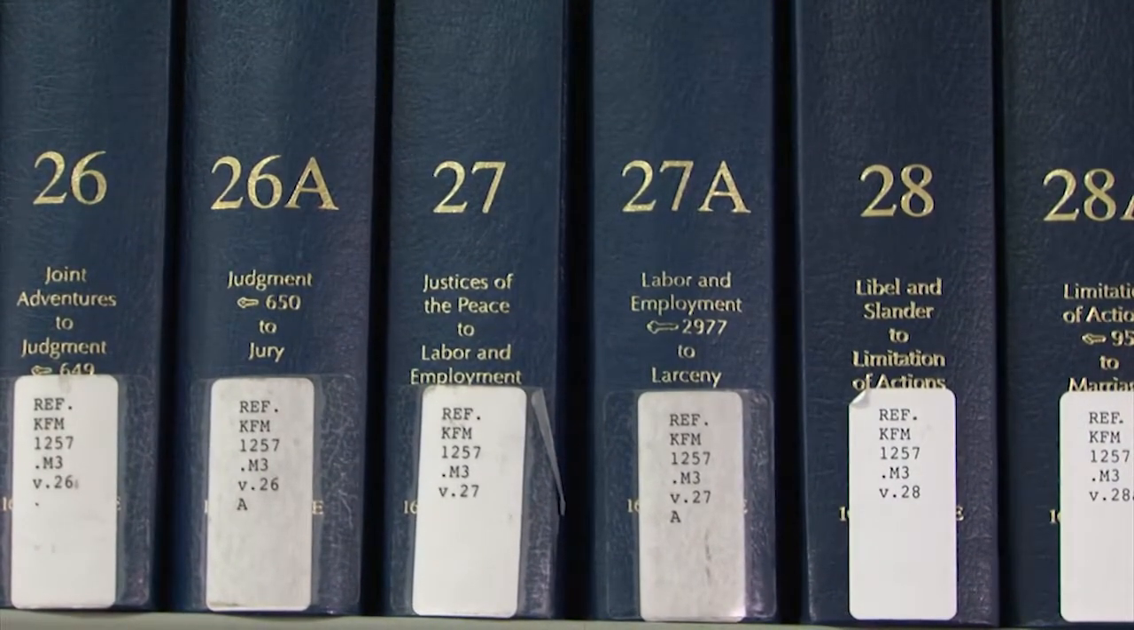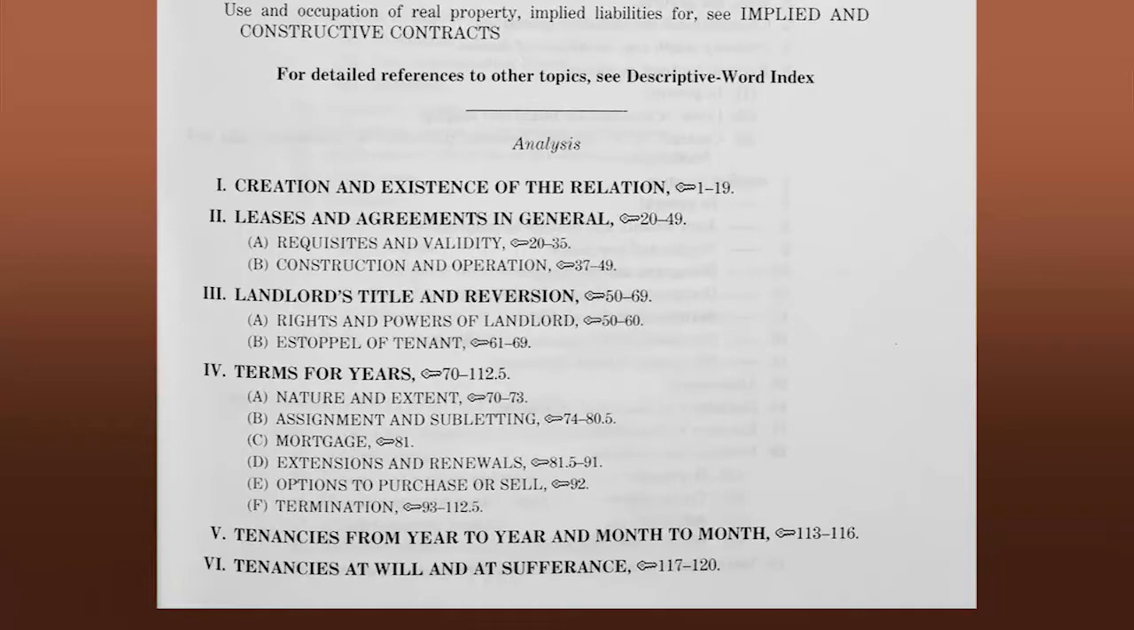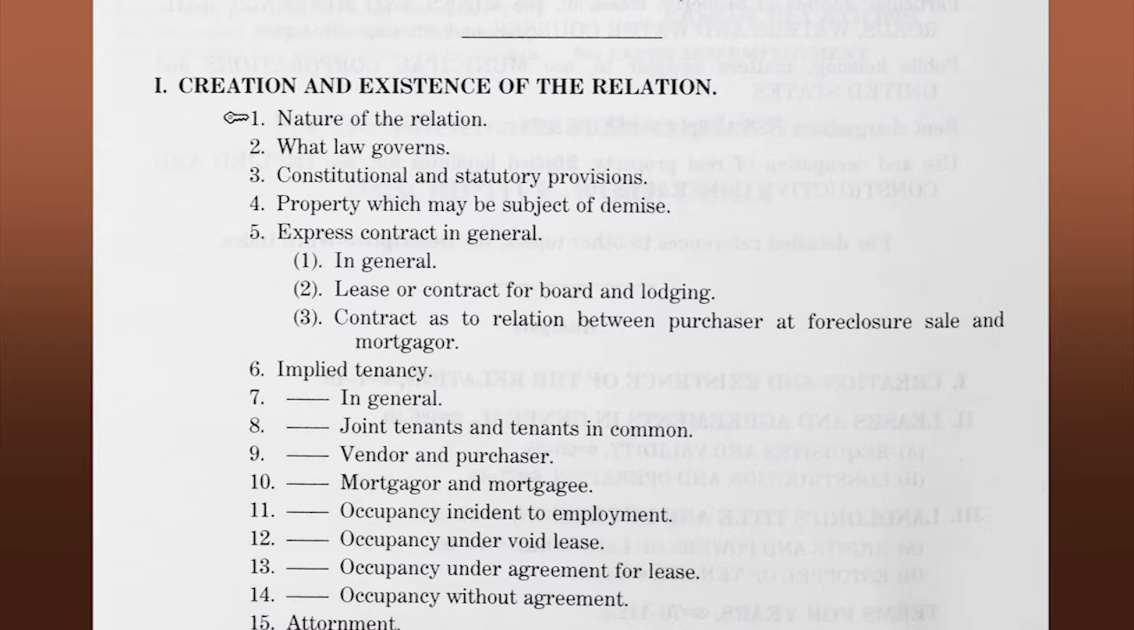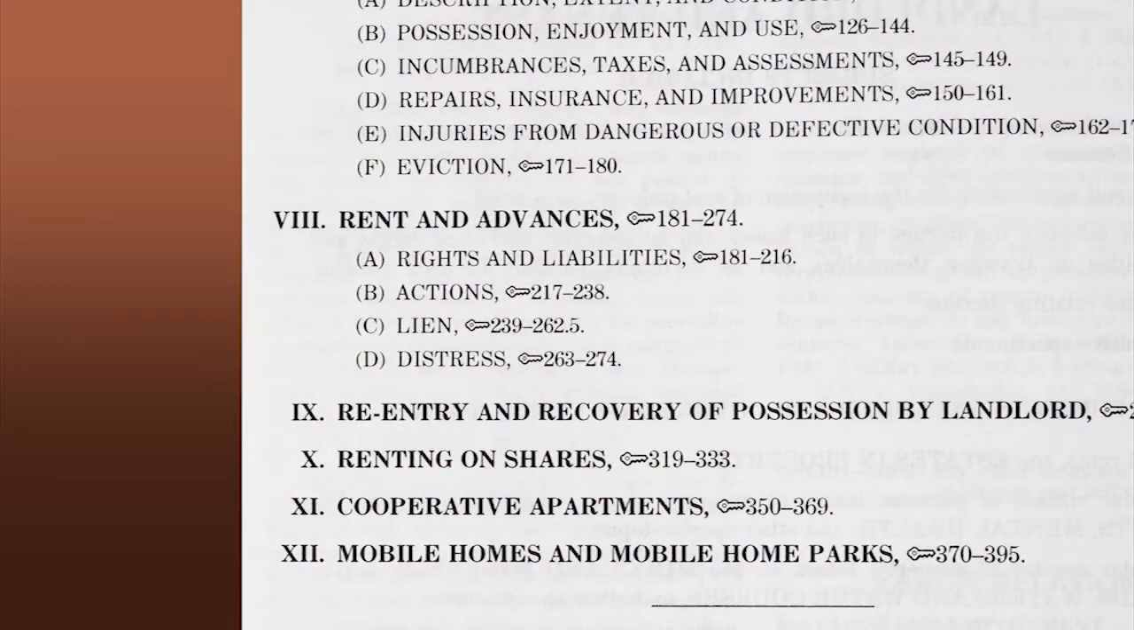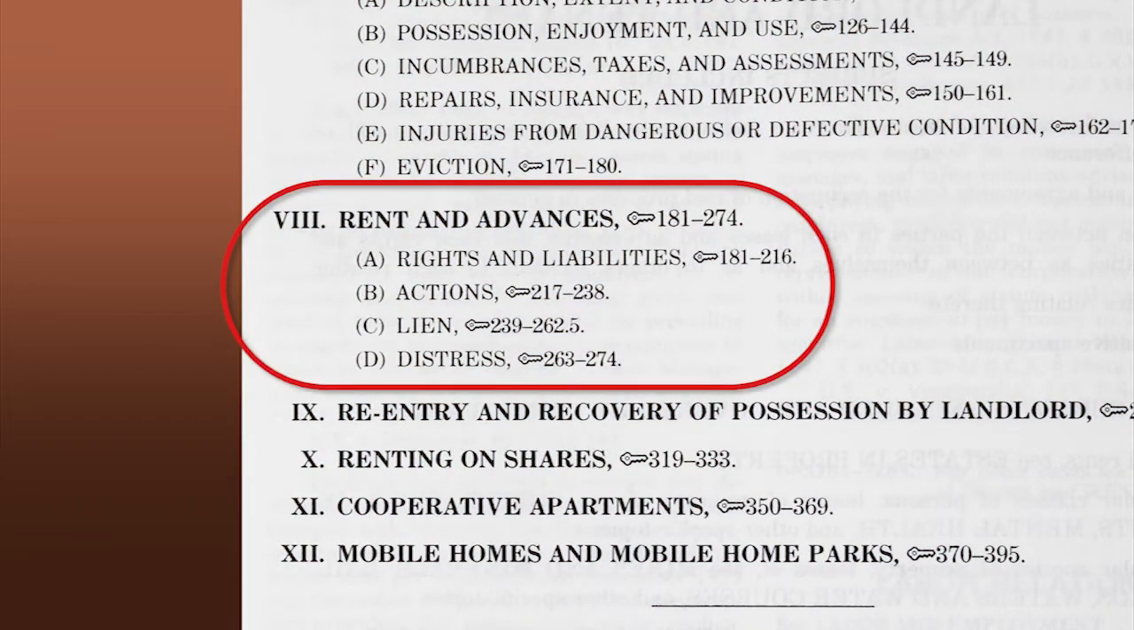Using volume 27A, you would first go to the table of contents for the topic of landlord-tenant. Notice there is an outline of the major subtopics for landlord-tenant with a range of key numbers for the major subtopics. After the major outline, there is a more detailed outline breaking down the major subtopics into more specific sections and assigning an individual key number to each. Section 8 of the major outline covers rent and advances, with key numbers 181 through 274. A security deposit is an advance under a lease.